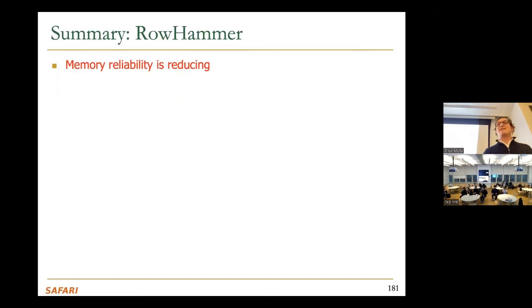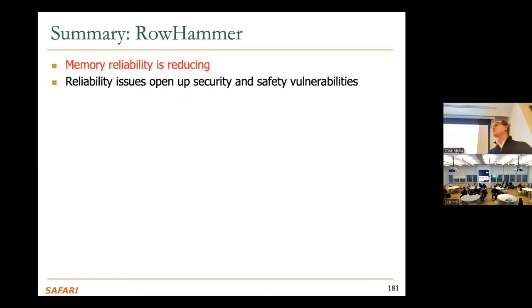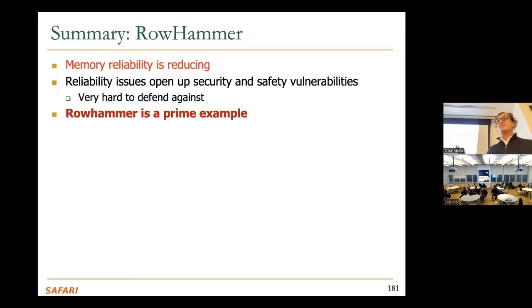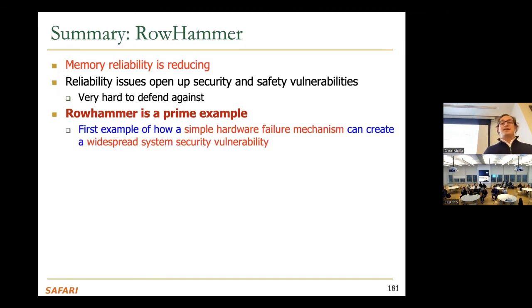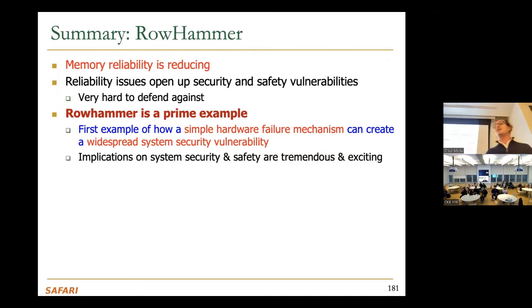So let me conclude. I think memory reliability is reducing. Hopefully I've convinced you of that. Reliability issues open up new security vulnerabilities as well. These are very hard to defend against. RowHammer is a prime example of this. As I mentioned, it's the first example of how a simple hardware failure mechanism can create a widespread system security vulnerability. I think the implications on system security, safety, and robustness are tremendous and exciting. And again, I think this spans all the way from devices to algorithms and software.